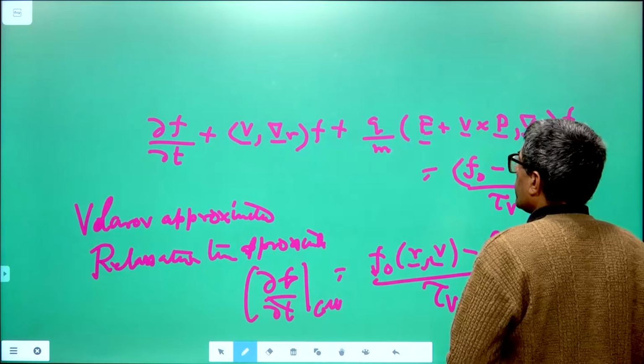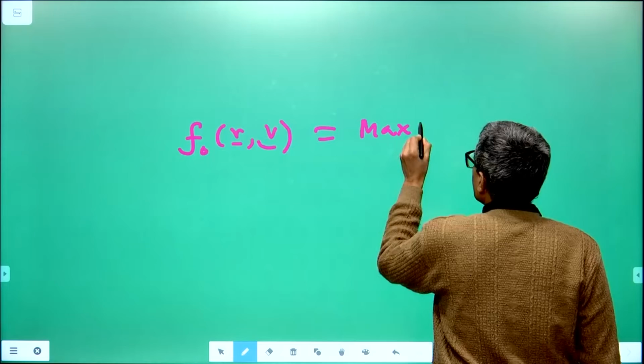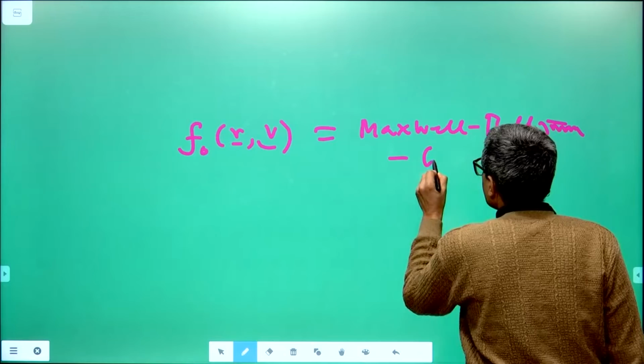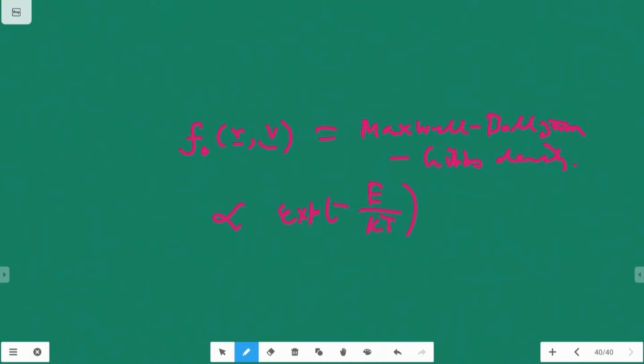In perturbation theory, first you note what is the equilibrium distribution function. The equilibrium distribution function should be the Maxwell-Boltzmann-Gibbs density, which says that the density is proportional to exponential of minus E by kT, where E is the energy of the particle, T is the temperature of the system, and k is Boltzmann's constant. So, this can be written as exponential of minus 1 by kT times the total energy, which is the kinetic energy, half m v squared, plus q times the electric potential.